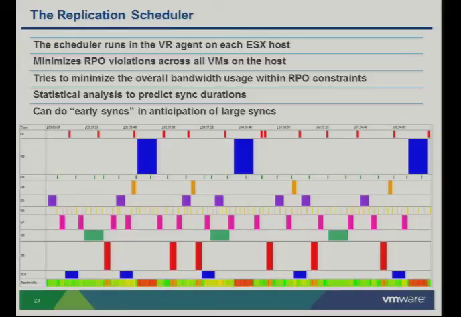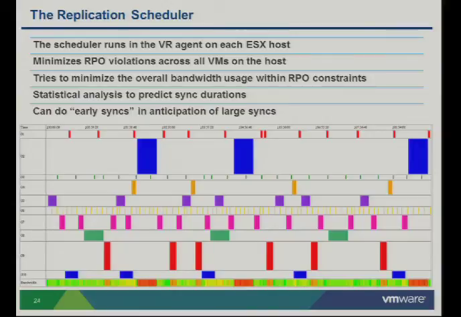Imagine that you have one virtual machine. It's configured for some replication parameter, RPO, let's say 15 minutes. So the most simple algorithm is that every 15 minutes, you come in and initiate a sync. You complete the sync. You wait for the next 15 minutes. You do another sync. Now, what happens if you have 1, 2, 3, 100 virtual machines?